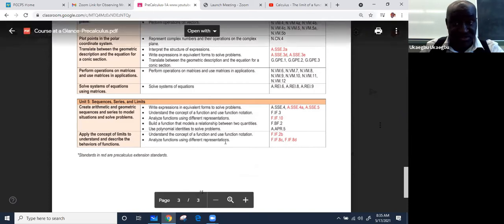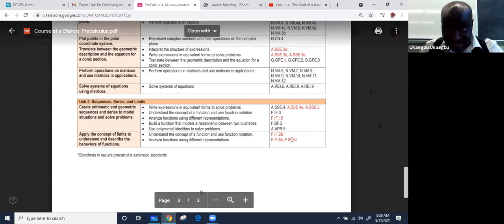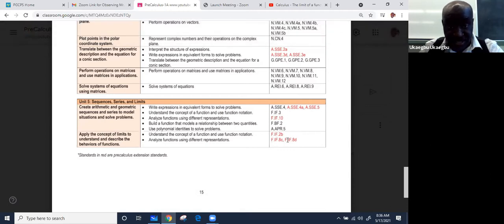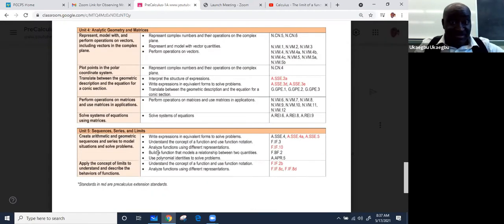It's already on Google Classroom, but I just want to highlight that what the State of Maryland wants us to learn is to apply the concepts of limits to understand and describe the behavior of functions. This is one thing we must learn. And then we have to use real-world situations to model mathematical problems. Here is the standard that we're expected to cover. I'm going to let you read it by yourself, but I just want you to know that this is where we are. By the time we are done with sequences, series, and limits, we are going to start analytic geometry.